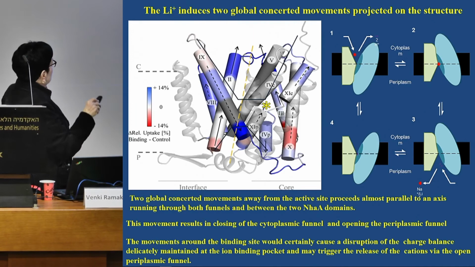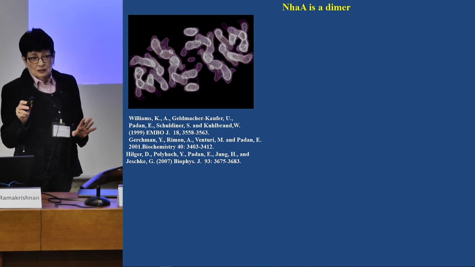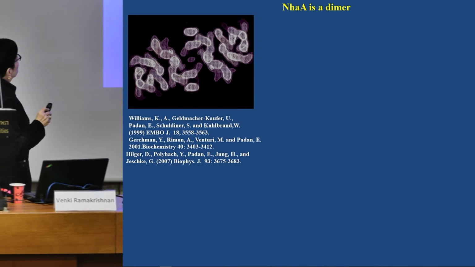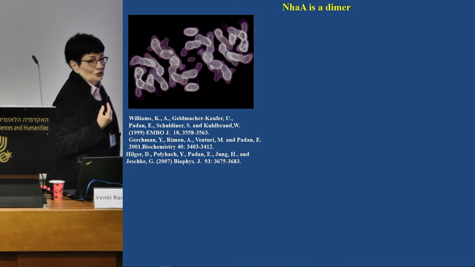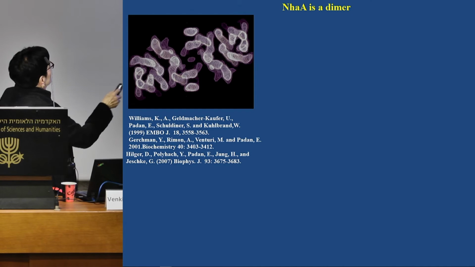Okay, but up to now, I was talking about the NhaA monomer. But NhaA is a dimer. And this we have known for many years. I think it was one of the first, if I recall well, that we did together with Kühlbrandt, also at the Max Planck Institute. And this is the old cryo-EM, very simple, Williams did it. And you see that it is a dimer.